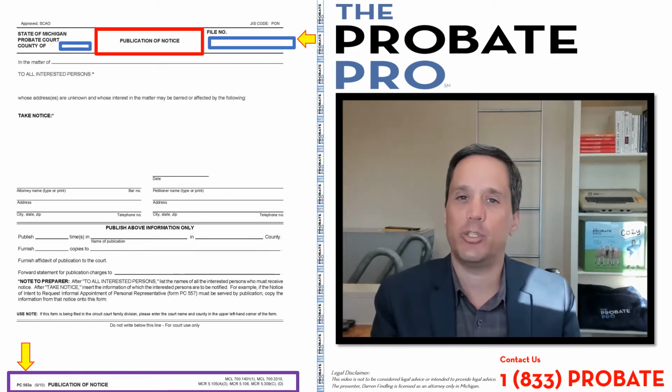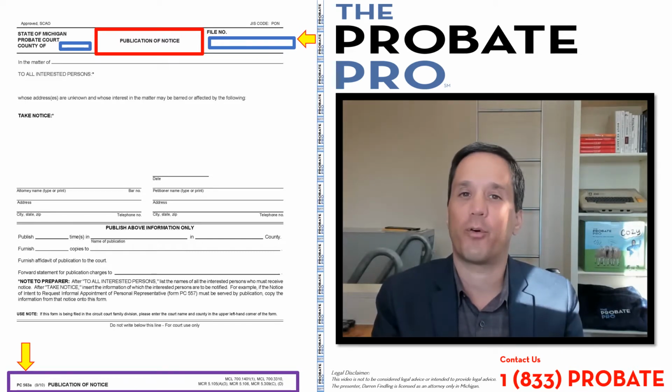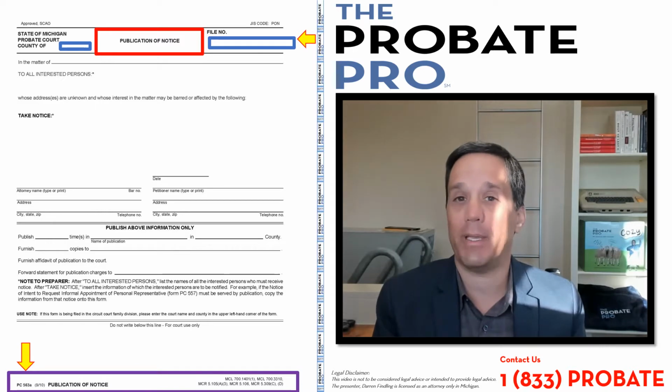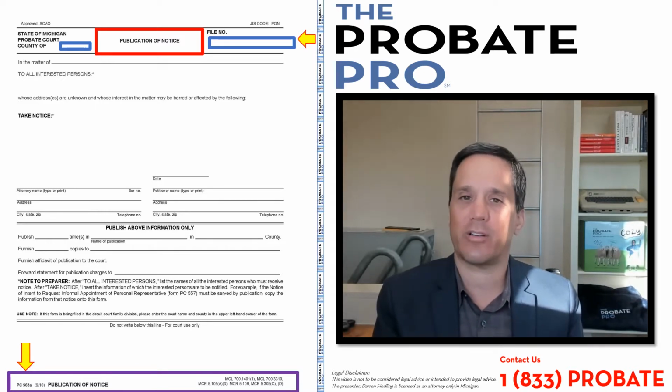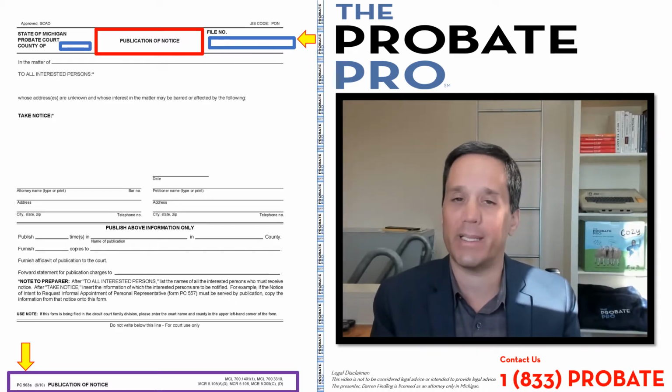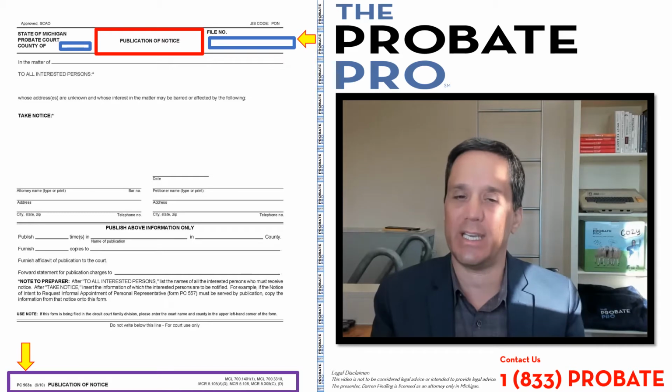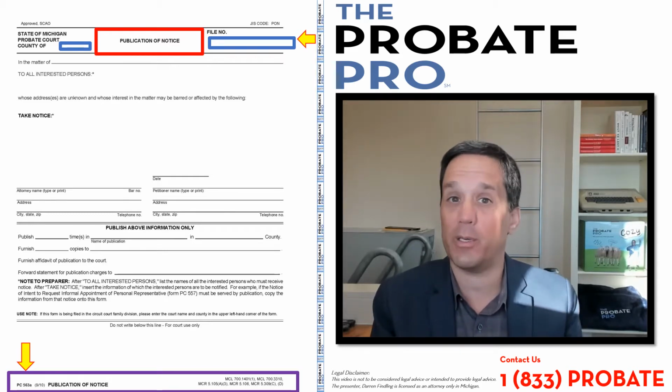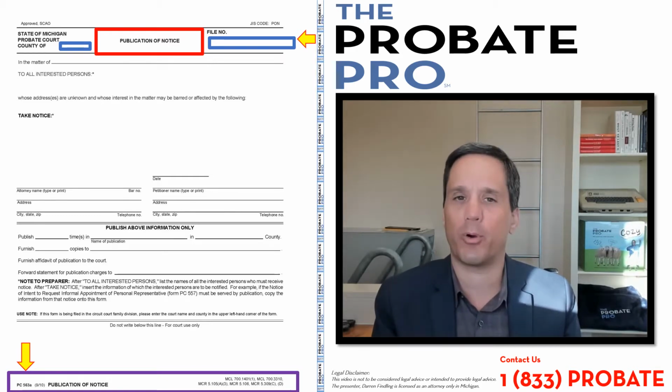And that form is used when you're publishing for a hearing for an interested person whose whereabouts may not be known. In this particular case, it's not for the hearing itself, but when there are publication requirements within the probate proceeding, this particular form can be used. We'll work our way through it.